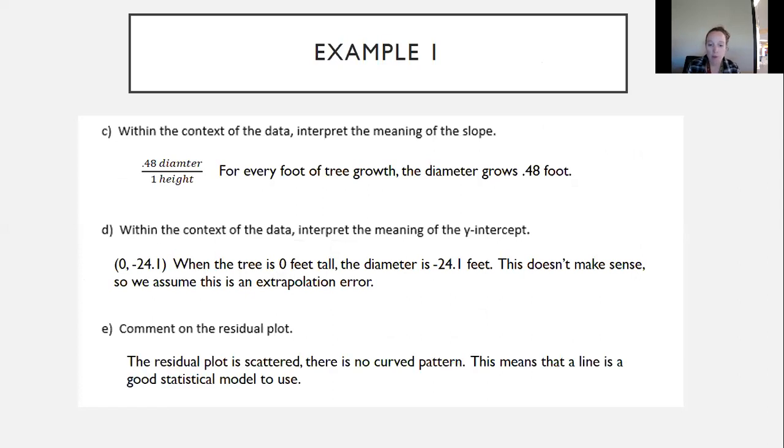Okay, the residual plot is scattered. There's no curved pattern. This means that a line is a good statistical model to use. That's all you have to say when it says comment. Now, if you get a really nice curve or a nice pattern, then that means a line probably isn't going to work.